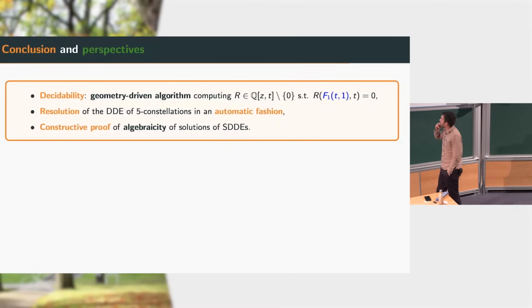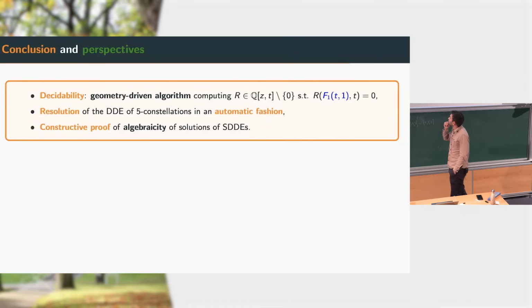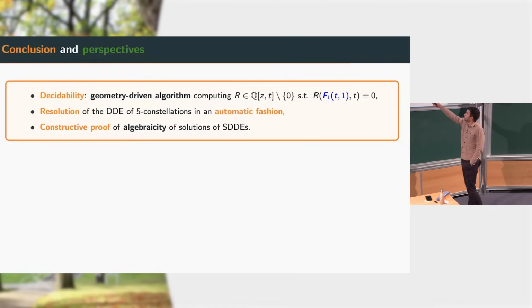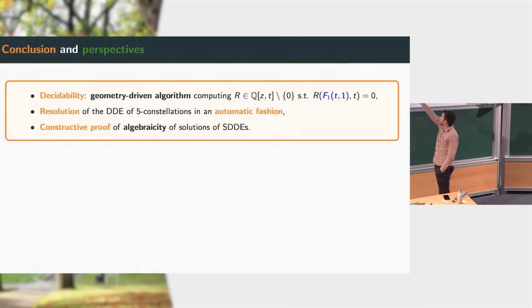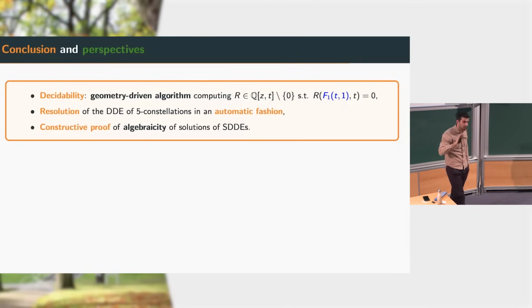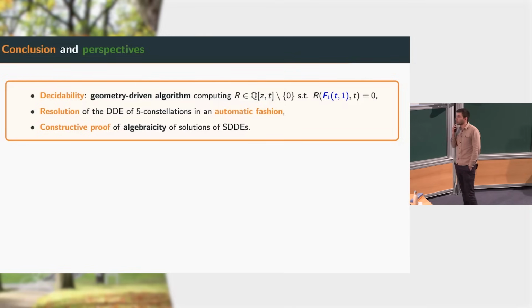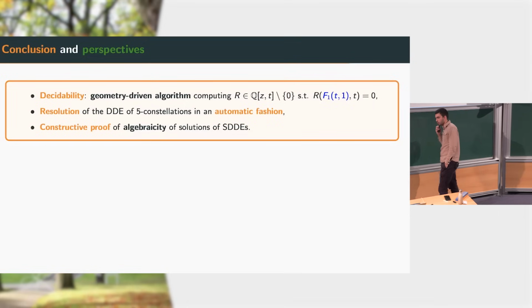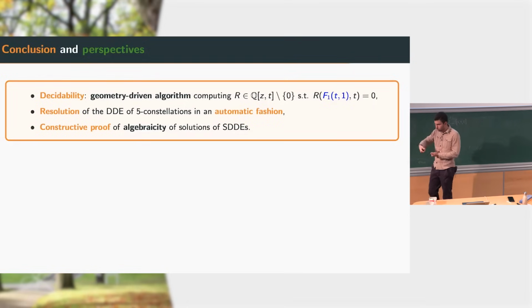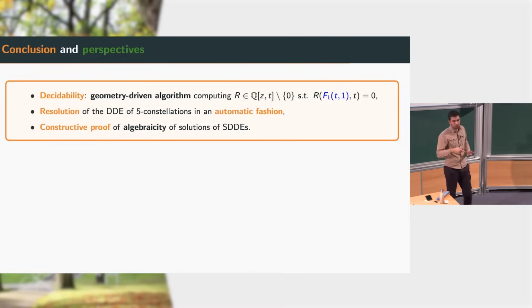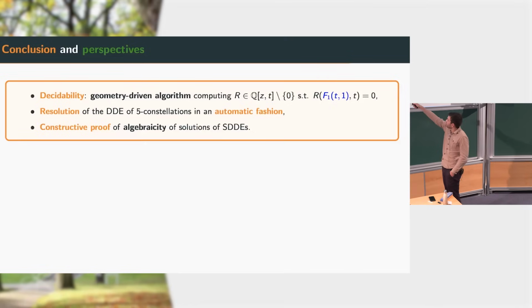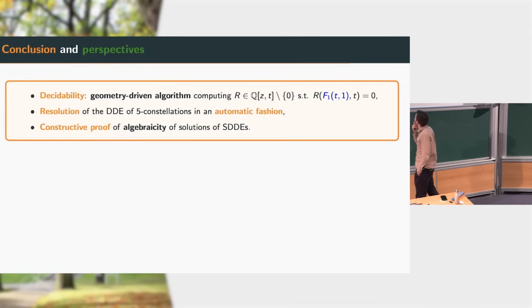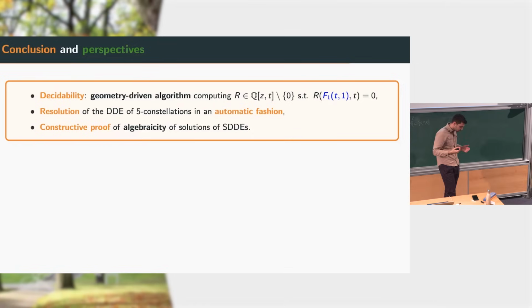So in this talk, we have seen some decidability results. We have used some geometry-driven algorithms for computing annihilating polynomials. And we solved the enumeration of 5 constellations, but let me mention that this problem was already solved by Mireille Bousquet-Mélou and Gilles Schaeffer in 2000, but by bijective proof. But here it's the first time that we can solve it in a click somehow. Also, we have a constructive proof of algebraicity of the solutions of systems of discrete differential equations.